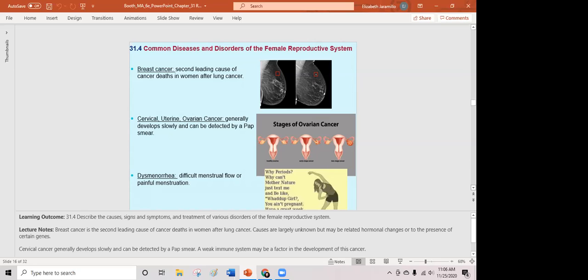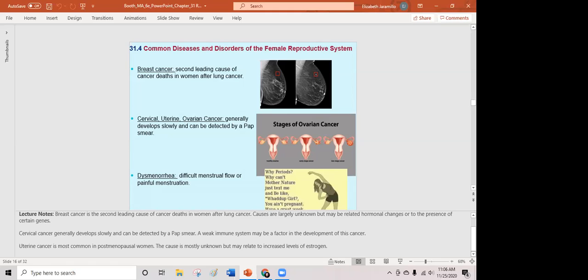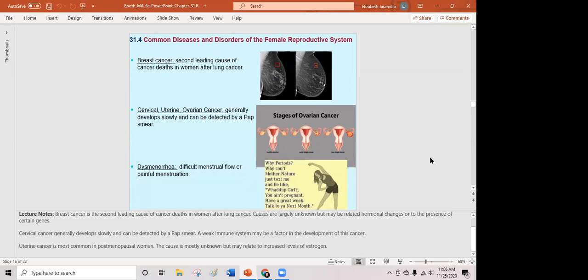Cervical cancer generally develops slowly and can be detected by pap smears. That's why it's really important that we ask our women of childbearing years to have their pap smears done yearly. Weak immune systems may be a factor in the development of this cancer. Their bodies aren't able to fight it off, and so it gets out of hand. Uterine cancer is most common in postmenopausal women. The cause is mostly unknown, but may be related to the increased level of estrogen.